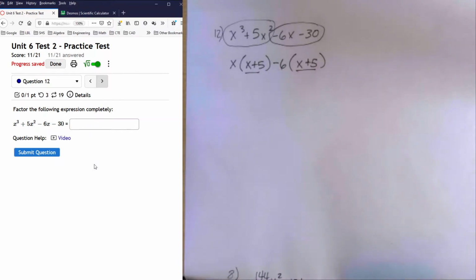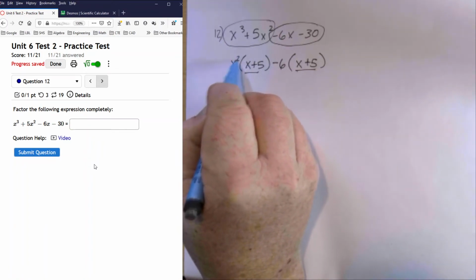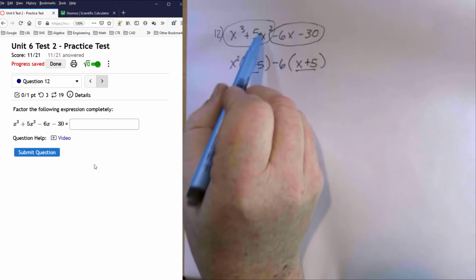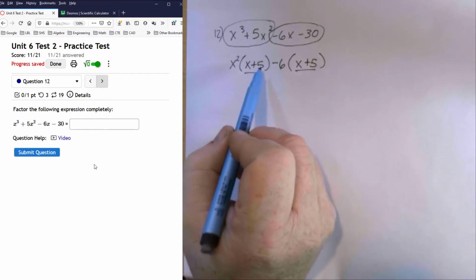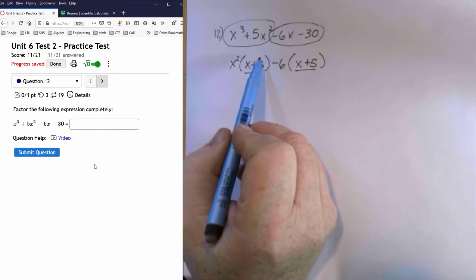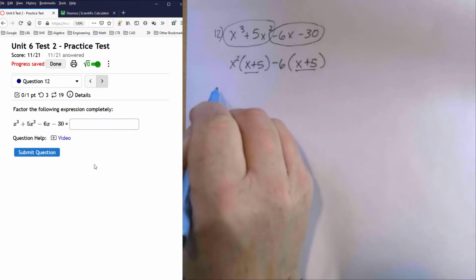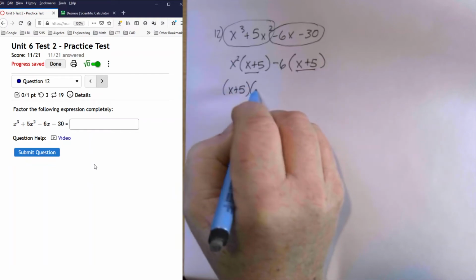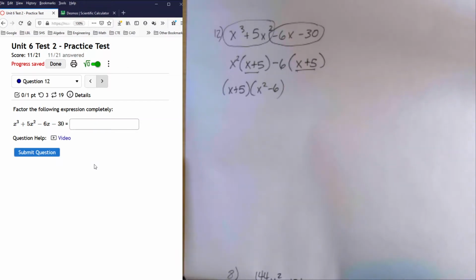Now I've got another common factor here of x plus 5. And I kind of messed up here because I didn't just take out an x. This is an x squared that I took out, right? Because this should be x cubed and then 5x squared. But the process is the same there. We're looking for a common factor now. So x plus 5 is a common factor. So if I factor out x plus 5 out of these, then what I'm left with is x squared minus 6. And so that would be my factorization.